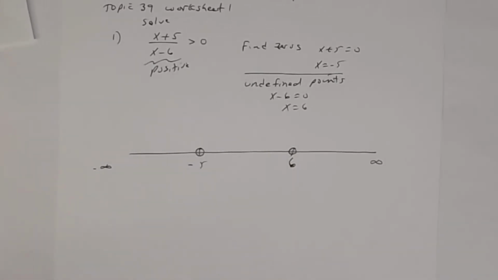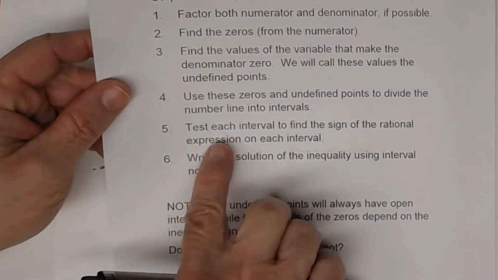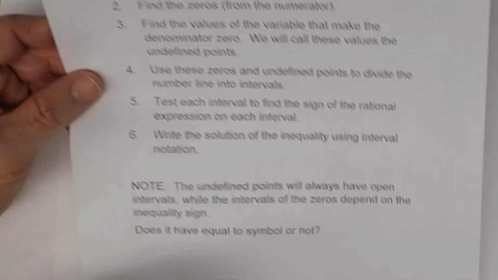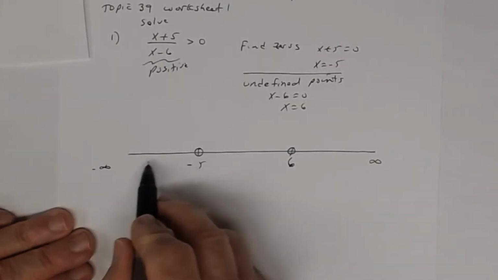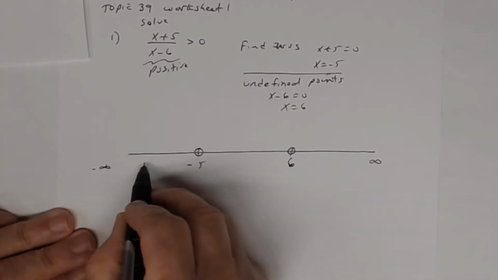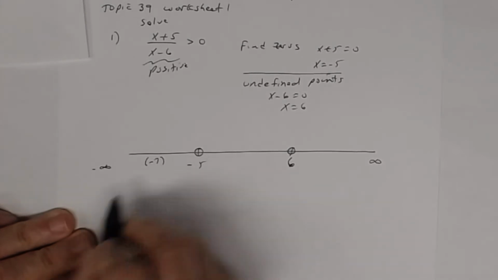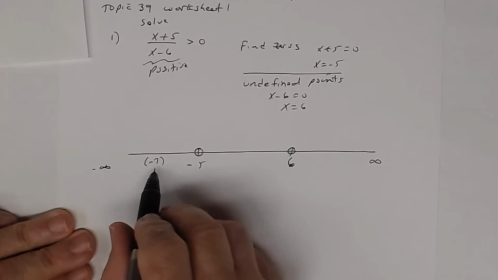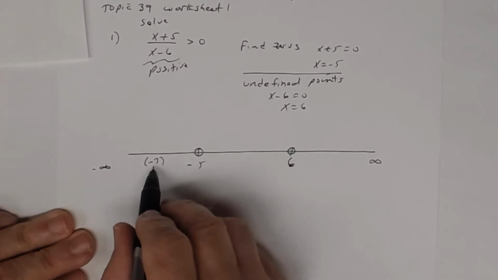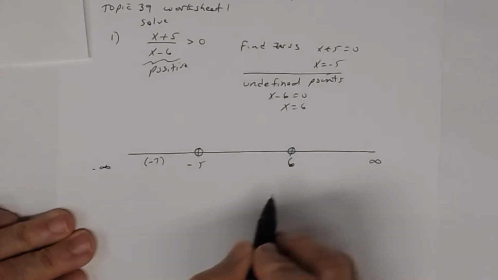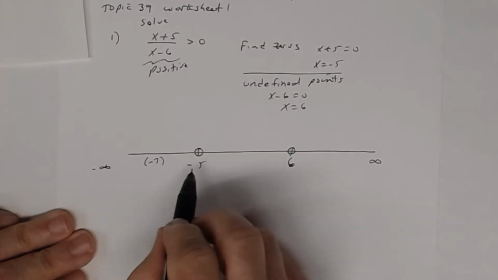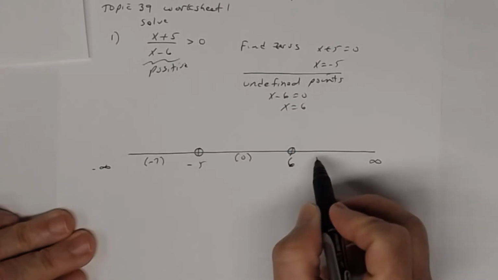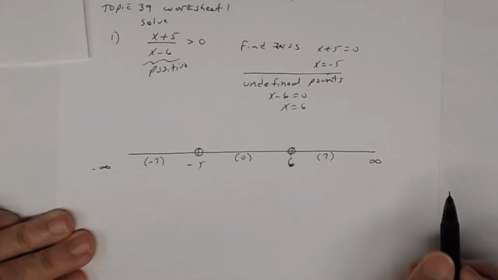All right? And so now let's go ahead and do step 5. Step 5 is where we're going to test each interval to find the sign of the rational expression on each interval. So give me a number between -infinity and -5. Let's say -7. And always try to use integers. You won't always be able to, but choose integers within those intervals for your test points. So -5 to 6, an easy one to use is 0. And from 6 to infinity, let's use +7.